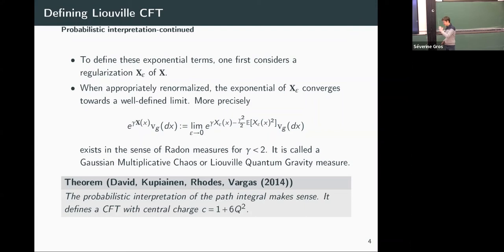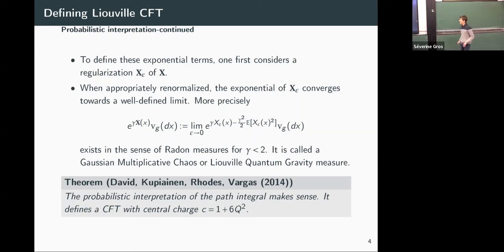And in the end, the result by David, Kupiainen, Rhodes and Vargas in 2014 was that defining this path integral using these probabilistic tools, the result was indeed a CFT, and it was consistent with some properties of the CFT, namely the anomaly mentioned later on and some property on vertex operators. Right, so far from Liouville, is everything all right? And I can move to the theories.